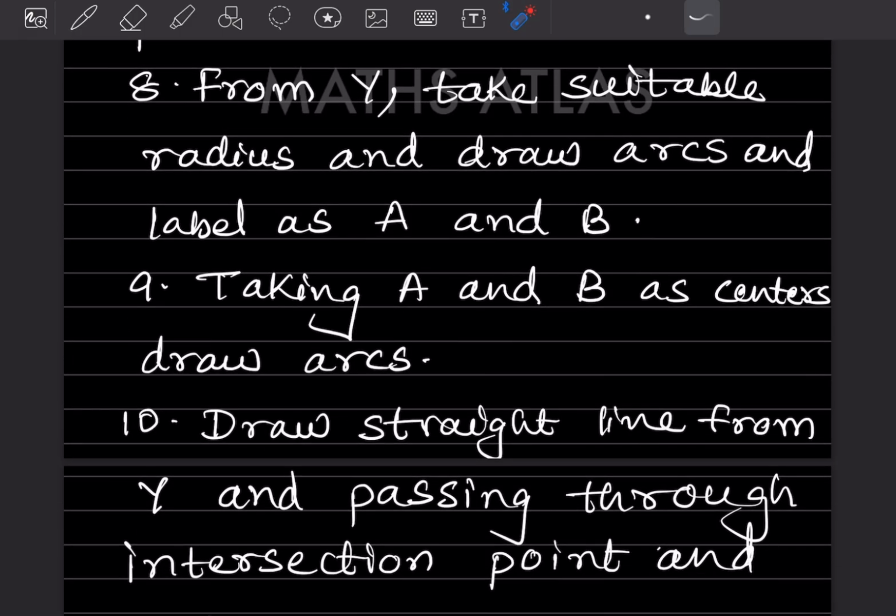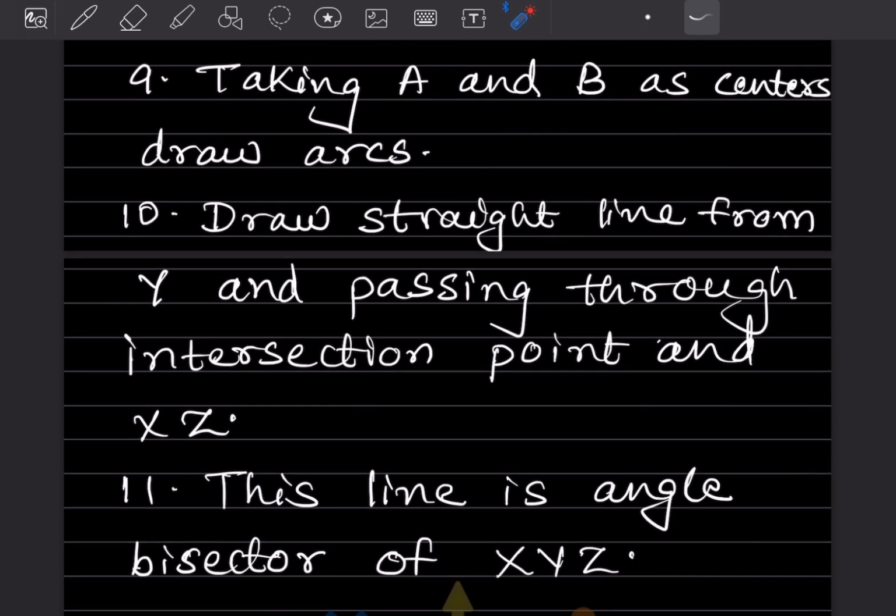So now see here, same thing is written here. From Y, take a suitable radius and draw arcs and label as A and B. Taking A and B as centers, draw arcs and draw a straight line from Y passing through the intersection point.